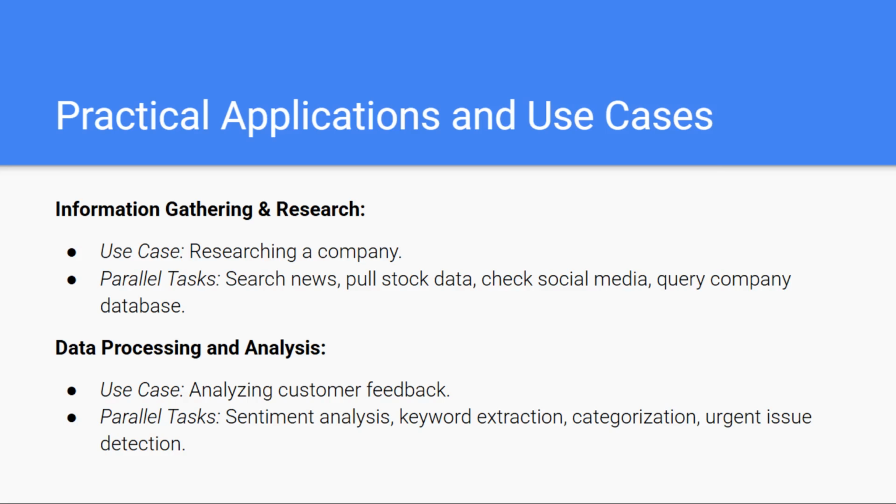While the parallelization pattern transforms this process. So the basic use case is researching a company. The agent simultaneously launches four distinct independent subtasks. The first is search news articles, maybe it calls an external news API. Second is pull stock data, maybe it calls a financial API. The third is check social media, maybe it calls a platform API. And fourth is query the company database, maybe it calls an internal service.